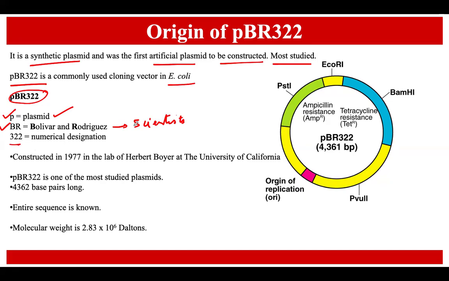So Bolivar and Rodriguez were constructing several plasmids in their laboratory, and it was the 322nd plasmid which was named pBR322. And it was constructed in 1977 in the lab of Herbert Boyer at the University of California, and its size is 4361 base pairs. And the entire sequence is known, which means that the whole sequence of pBR322 has been studied extensively. And the molecular weight of this specific cloning vector is 2.83 times 10 to the power 6 Daltons.